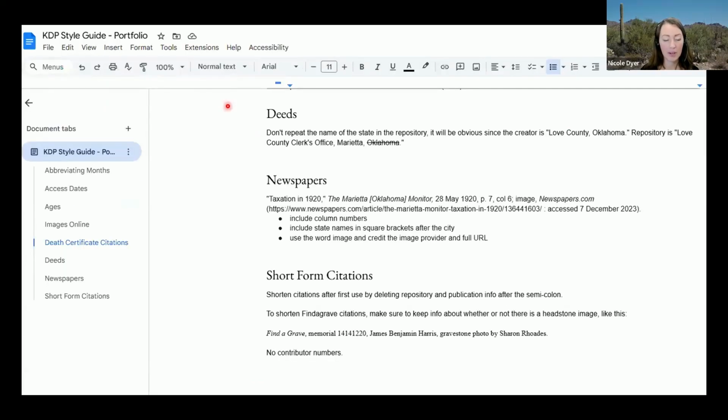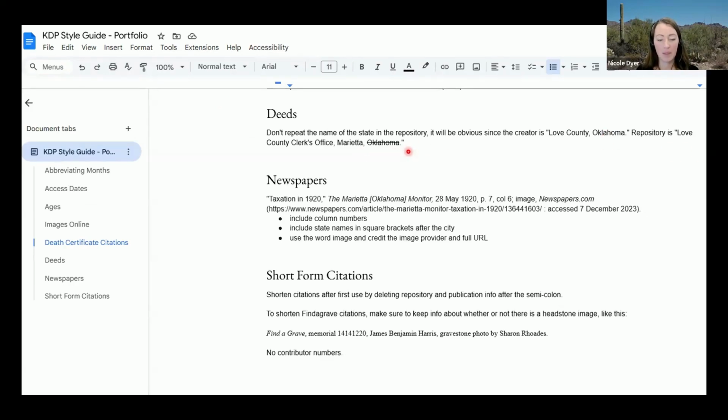And then further down in my style guide, I decided how I would use the repository names. I didn't want to repeat the word Oklahoma multiple times in all of the deeds and tax records I got from that courthouse. So I just put Love County Clerk's Office, Marietta, without Oklahoma, just knowing that I already had the word Oklahoma in there and didn't need to repeat it.